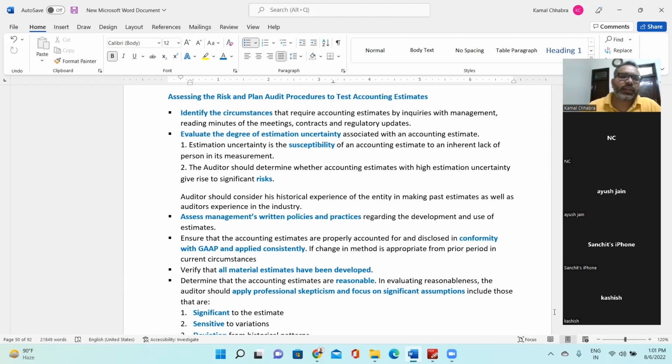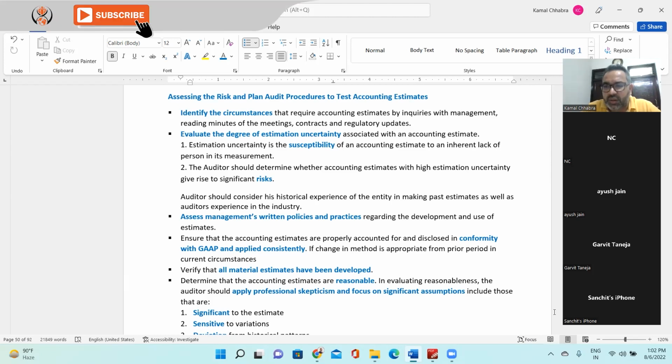Okay. First thing is, identify the circumstances that require accounting estimate by inquiry with the management, reading minutes of the meeting, contract or regulatory update. So how do you get to know, like, management is estimating provision for inventory, provision for warranty, provision for doubtful debt, impairment loss. So this you come to know by looking at the financial statement, initial inquiry with the management, reading the minutes of the meetings, contracts, any regulatory update, right? From those only, you'll be in a position to identify those circumstances which required any accounting estimate.